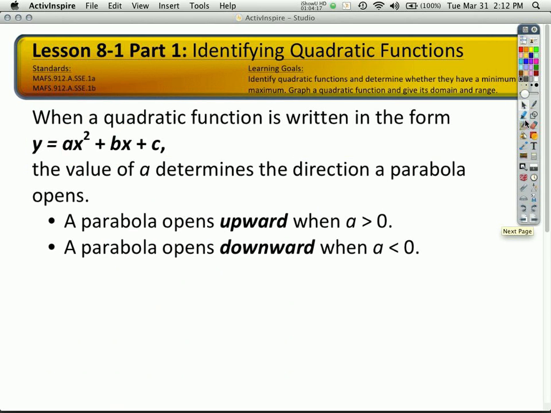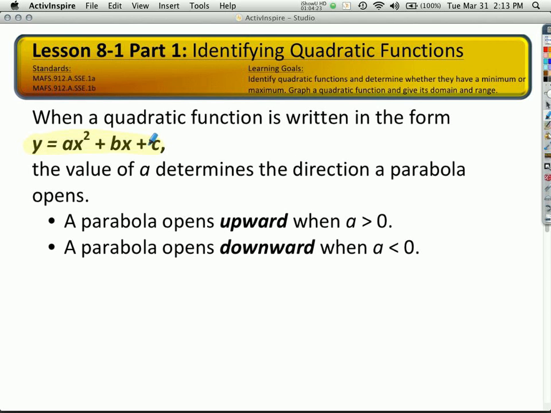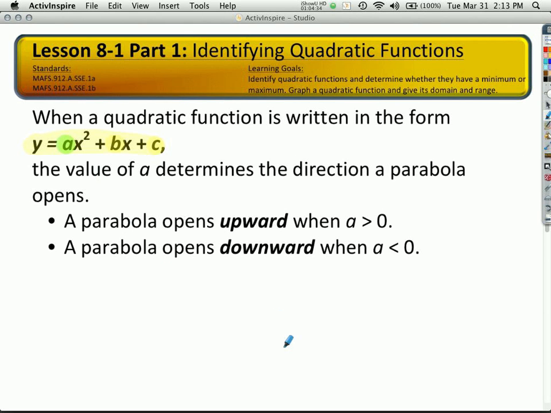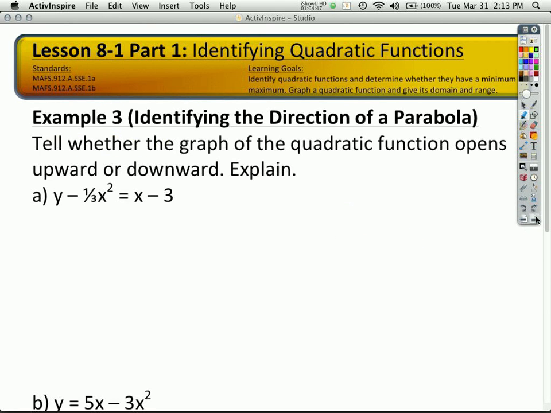When it's written in standard form, and this is key, when it's written in standard form, then this becomes A, that becomes B, and that becomes C. When it's in standard form, A will tell you whether it's going to open up or down. It will open upwards when A is positive, and it will open downwards when A is negative. Any questions about that? So let's explore that for a moment.